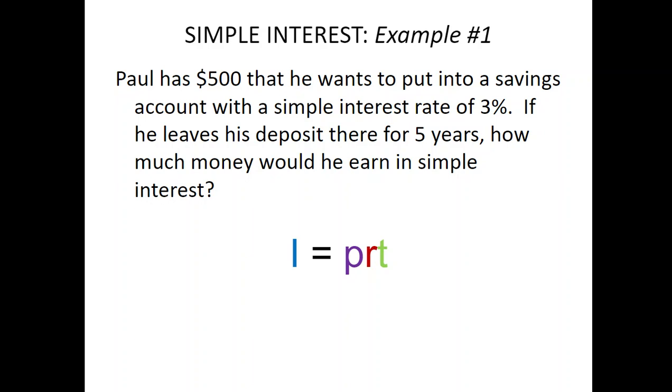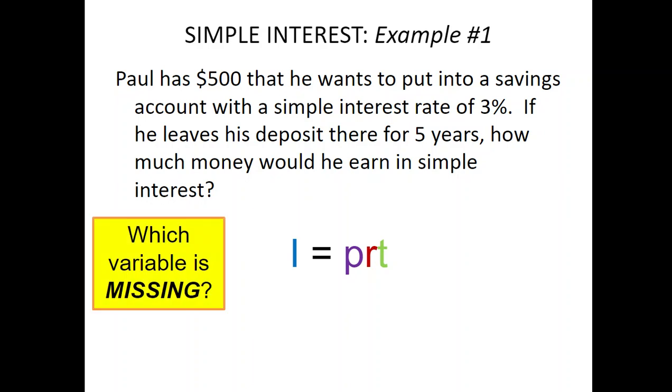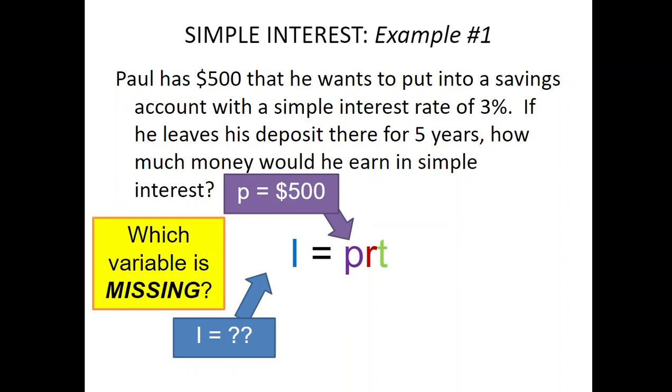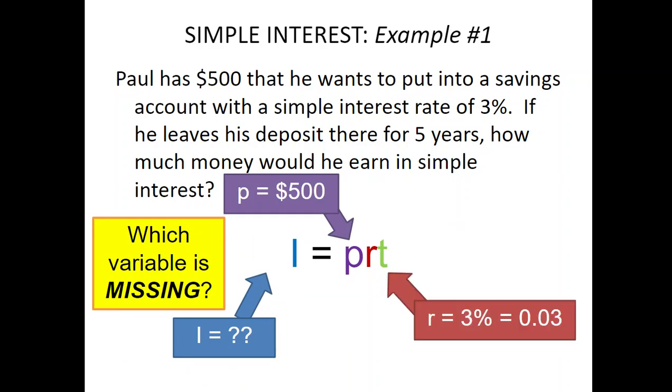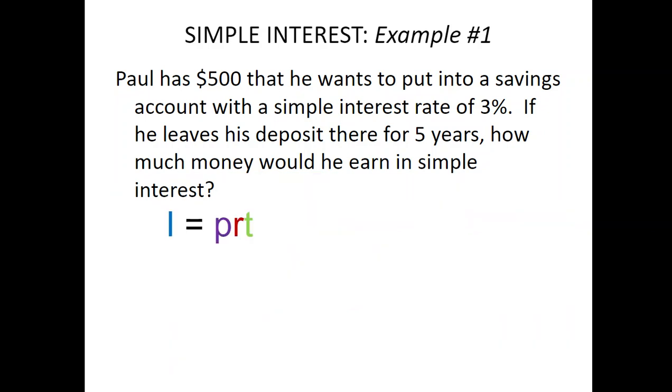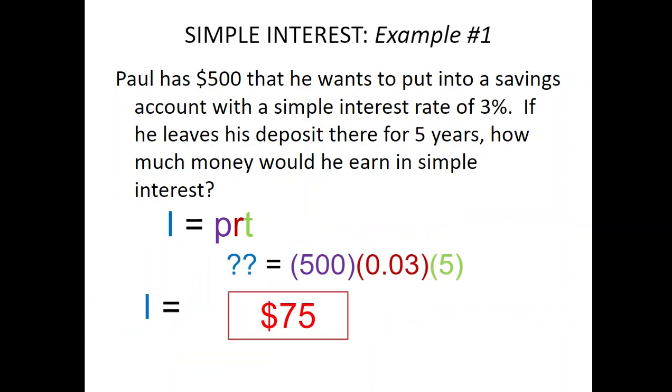He has $500 he wants to put into a savings account with a simple interest rate of 3%. If he leaves his deposit there for 5 years, how much money would he earn? Which variable is missing in here? Are we missing the interest? We know the principal is $500. We know that the rate is 3%, which we automatically converted to a decimal, 0.03. And then time is 5 years. If we substitute all that in, it gives us the interest is $75.